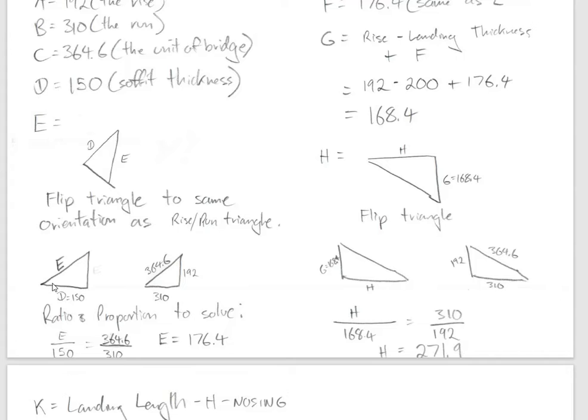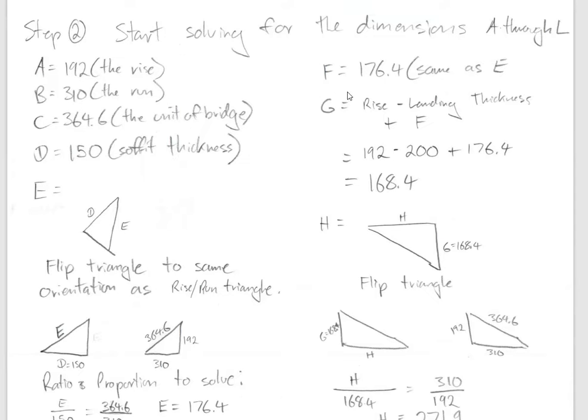Okay, so once it's all flipped, we realize that E is on the hypotenuse and D is down here on the adjacent. And then all we're going to do is ratio and proportion that off with our key triangle to figure out what E is. And that's what I've done here. Cross multiply 150, 364.6, divide by 310, and E comes out to be 176.4. I also suggest when you're doing this math to keep all your answers to one decimal while we're in millimeters. And you'll see that throughout this problem.